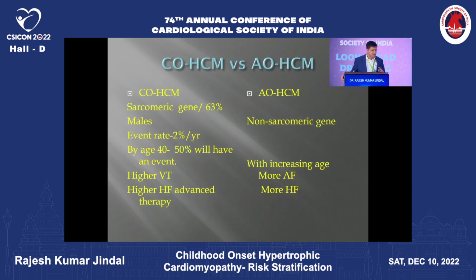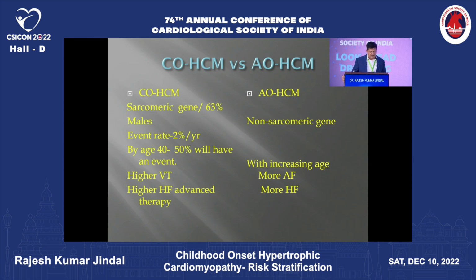So how does the childhood onset variant differ from the adult onset variant? As I discussed, the childhood onset variant is a more heterogeneous group. More patients comprise other variants like inborn errors of metabolism. More patients have syndromic hypertrophic cardiomyopathy in comparison to adults, where these two varieties are lesser in proportion. Childhood onset has more patients who have sarcomeric protein encoding gene mutations in comparison to adults, where non-sarcomere protein encoding mutations are more common.